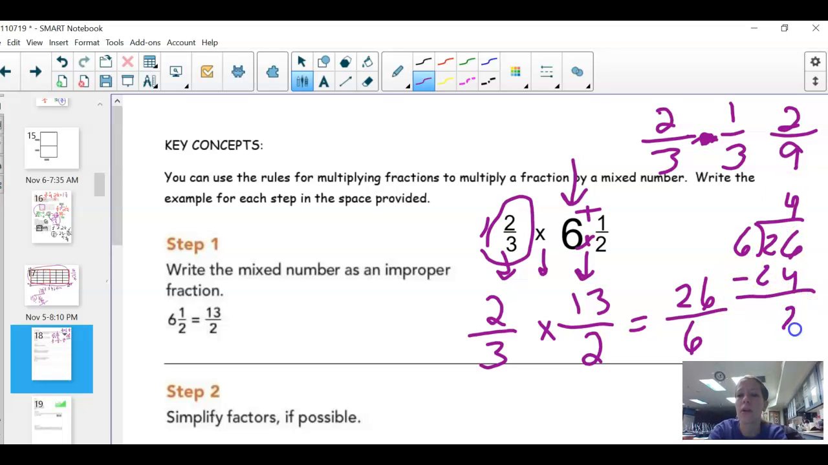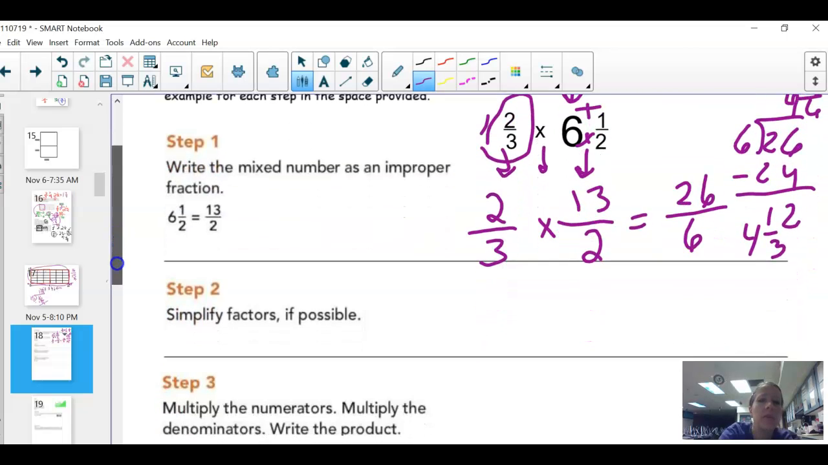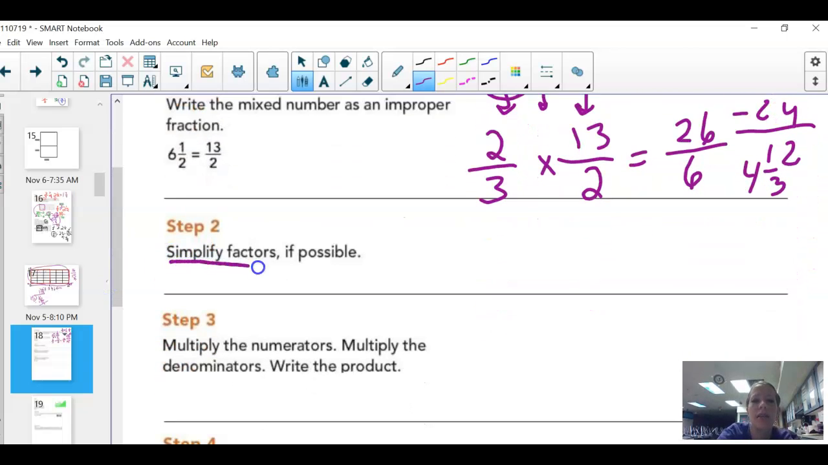Showing that work. Sorry, 26 over 6. And then I can divide both of those by 2, giving me 4 1/3. However, I want to do that cross-canceling, that simplifying the factors. You need to make sure you're practicing this. So I'm going to start again with this.